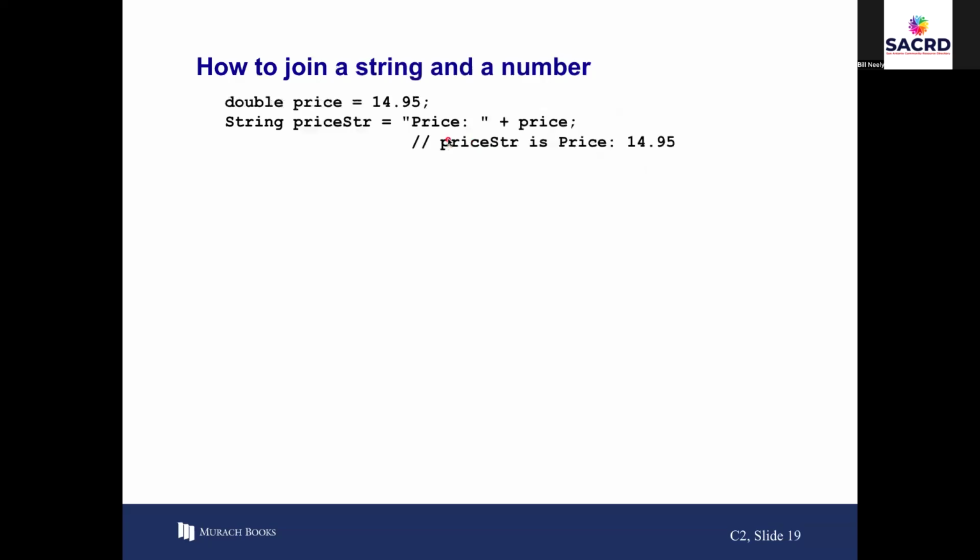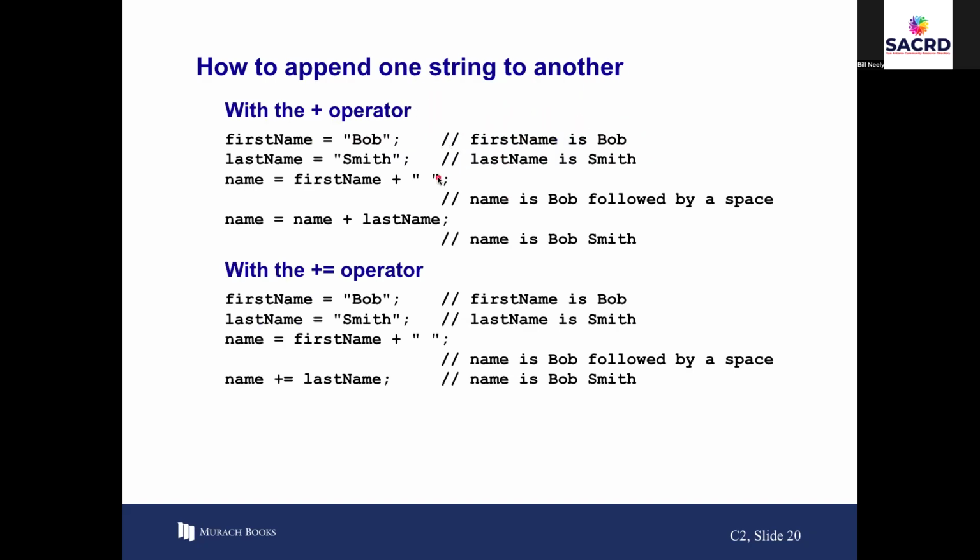If you attempt to concatenate with a mixed data type, in this case, this is a string and price is a double, you will yield a string. So in this case, price will be automatically converted to a string value, and then it will look like this. Okay. So anytime you try to use the concatenation operator on numeric data, it's going to automatically convert that numeric data into a string. Here's more examples of concatenation and appending.